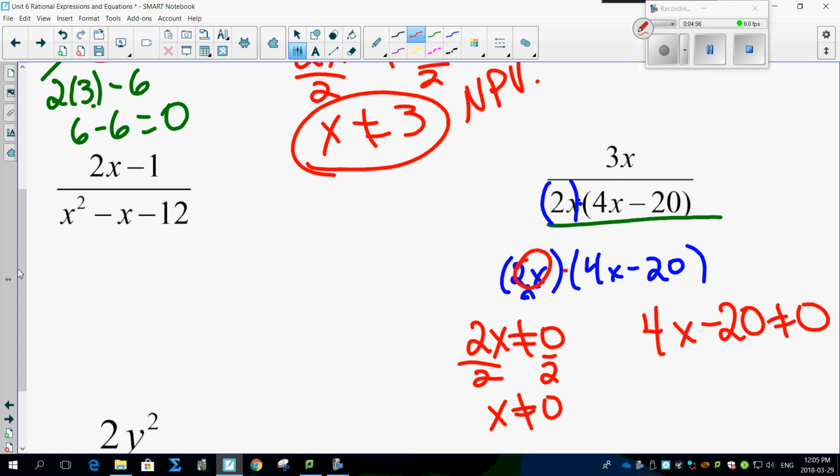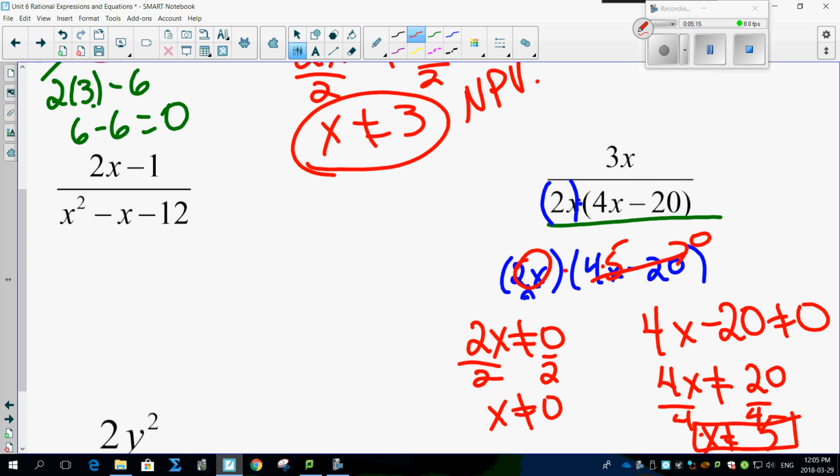Let's solve the next one. This is 4x cannot equal, bring the 20 over, divide by 4, and you get x cannot equal 5. There we go. So guess what? If you put a 5 here, 4 times 5 is 20. 20 minus 20, again, equals 0, and you can't have it. All right? So those are your two non-permissible values.